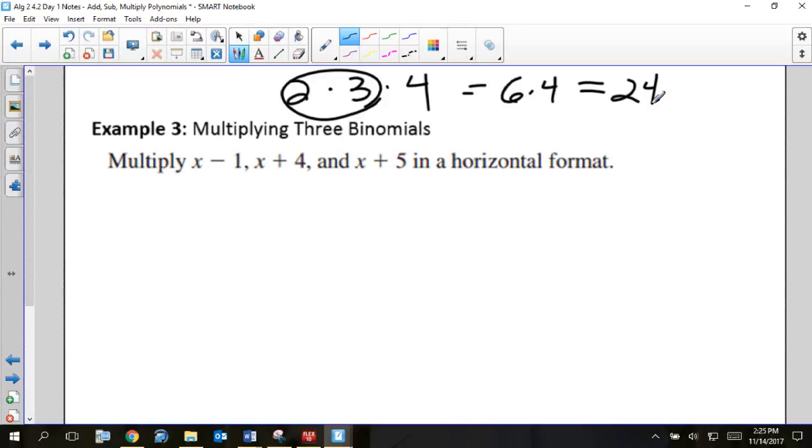x minus 1, x plus 4, x plus 5. Which two would you like to do first? Your choice. The 4 and the 5? Okay.